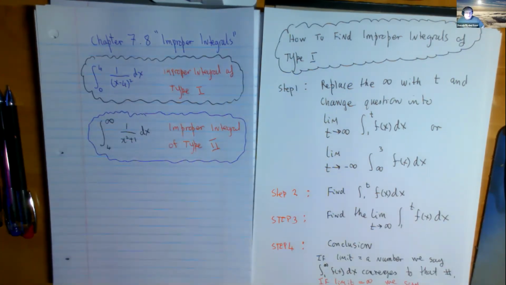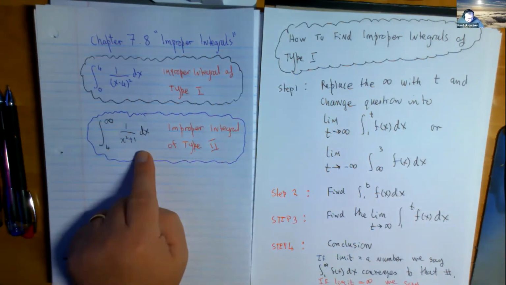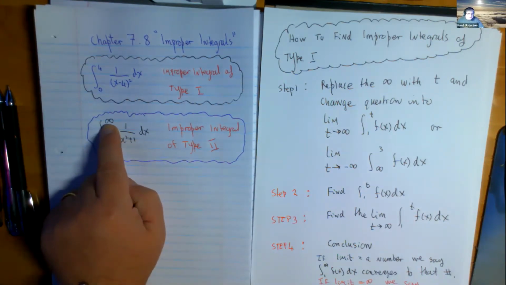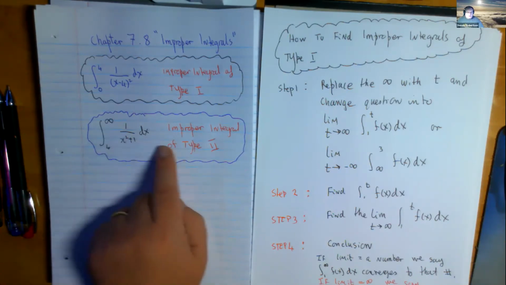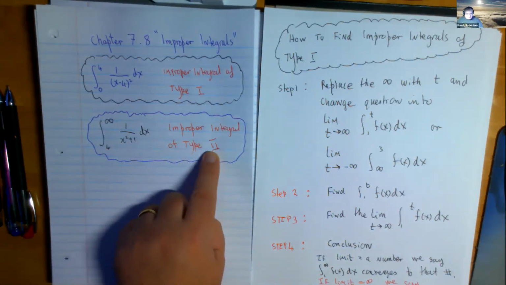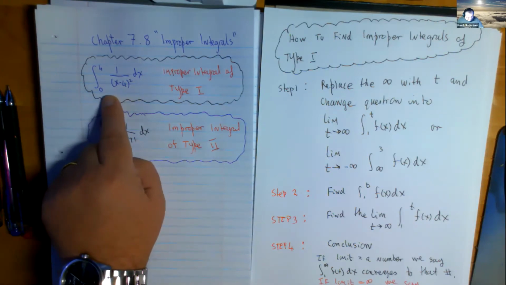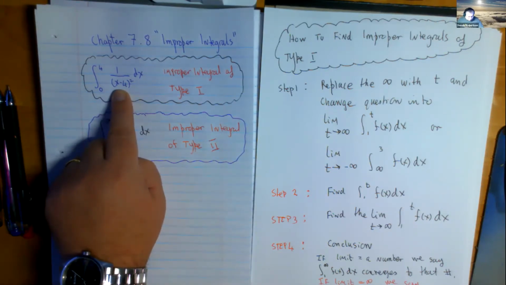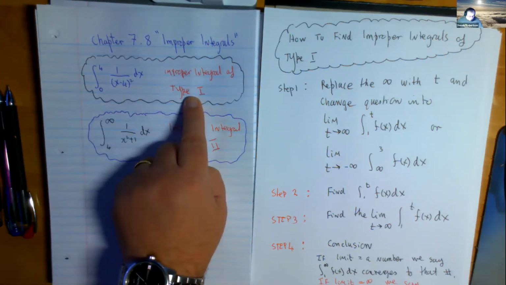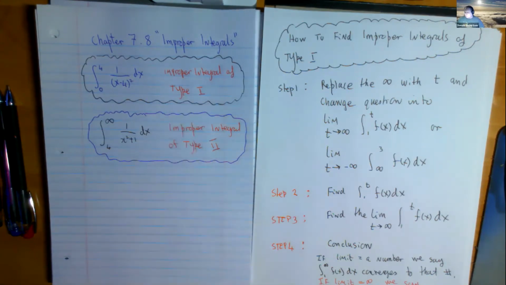Improper integrals. There are 2 types. I finally found out which one's called type 1 and which one is called type 2. I think I said it the wrong way around, but I can never remember. The one that has an infinity in the integral, right? Like here, for instance, is an improper integral of type 2. And the one that has a vertical asymptote, like this one here does, these are called improper integrals of type 1.